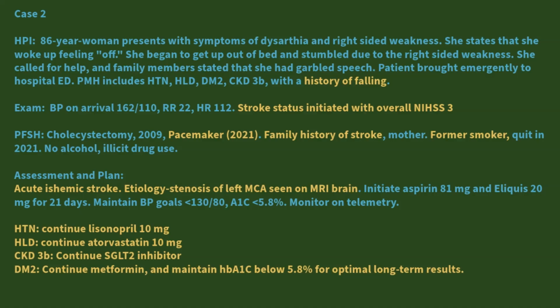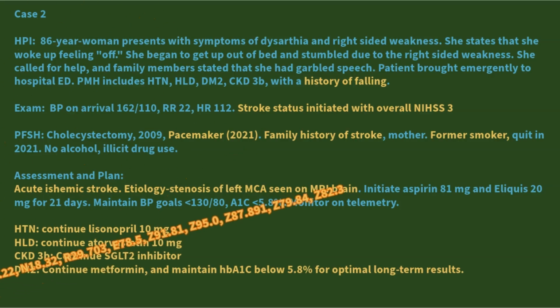Okay, as you can see, I have highlighted all of the possible codes that I can abstract from this note. So I have the stroke, of course, the acute ischemic stroke, which was caused from a stenosis of the left middle cerebral artery. Hypertension, hyperlipidemia, chronic kidney disease stage 3B, diabetes type 2. There is a stroke score of 3. There's a history of falling. They also have a pacemaker implant. They have a family history of stroke. And they are also a former smoker. So here are the final diagnosis codes that I have assigned to this patient encounter.